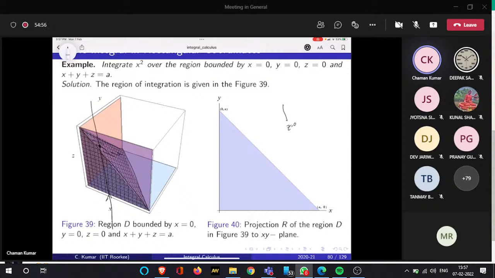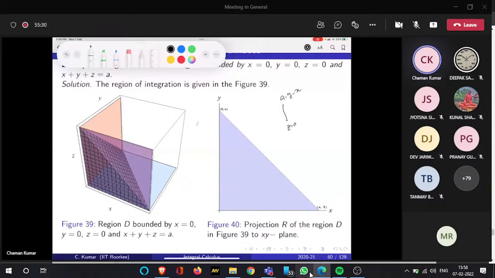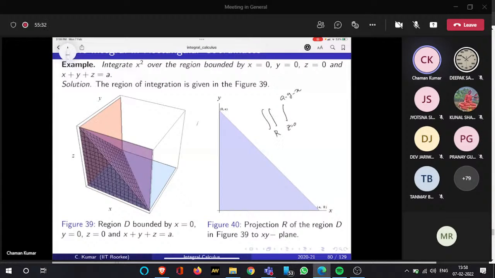This surface is constructed with the help of x plus y plus z equal to a. If you solve this, you get z equal to a minus y minus x. So this is the limit of z. After that, your work is simplified because now you move to the double integral over the region R, and this region R is this projection.